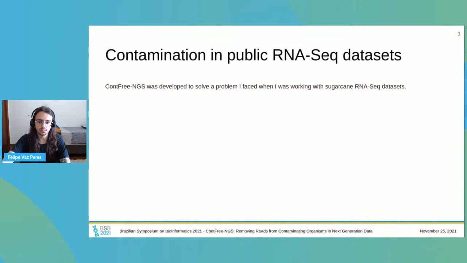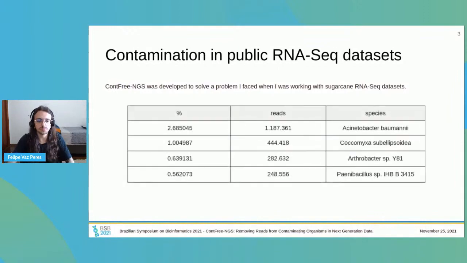So, Control-NGS was developed to solve a problem I faced when I was working with sugarcane RNA-seq datasets. As you can see here, that is the taxonomic information of the contaminating sequences in the sugarcane datasets that I was working with. So here you can see the number of reads and percentage of contamination. Acinetobacter baumannii is a bacteria, and it has almost 3% of reads in this dataset.